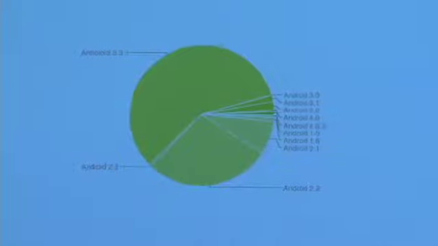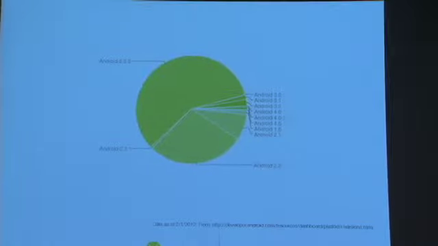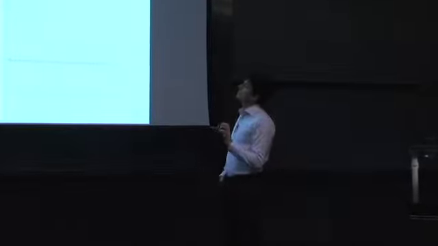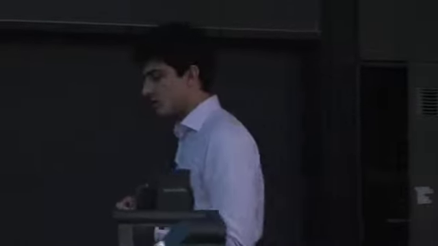And the latest version, 4.0, or 4.0.3, there's only about 1% right now of the Android devices in use that are actually using the latest version of the Android OS. And this is due in part to the fact that when new Android OS versions are available, they can't always be backported to the original hardware devices.